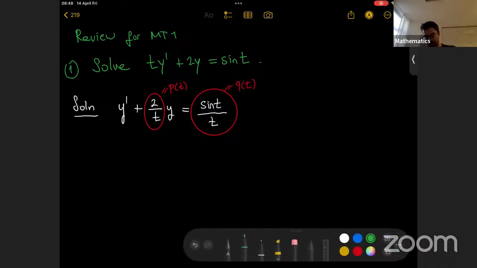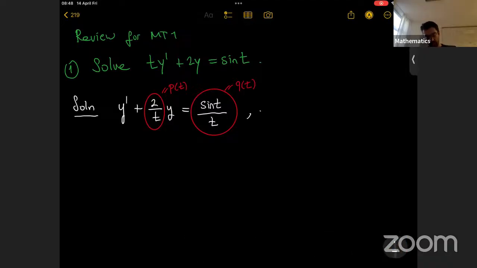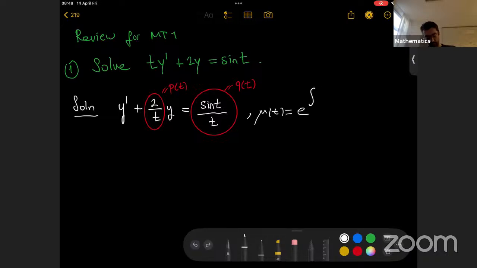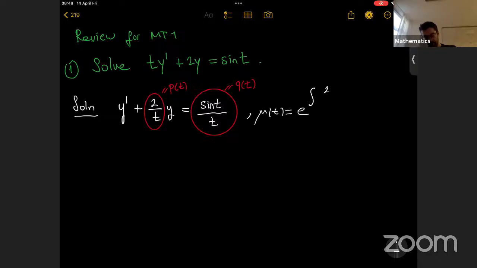And the integrating factor is simply mu of t equals e to the integral p of t dt. So it's e to the integral 2 dt over t. Okay. Well, let's compute this. It's e to the 2 ln t. Well, this is basically t squared. So this is my integrating factor, and let's put this back in the equation.